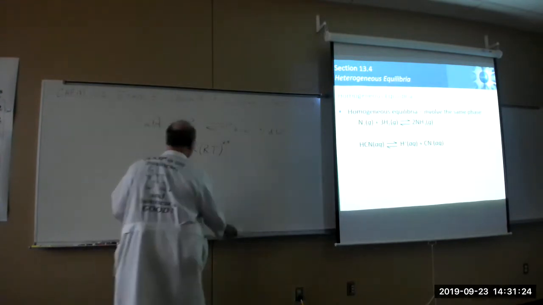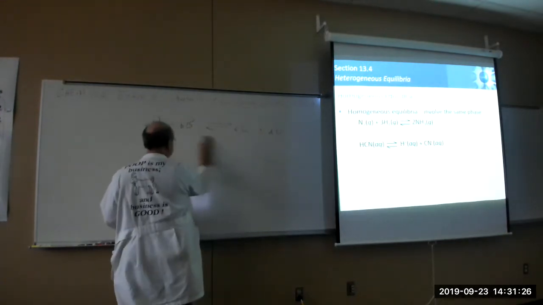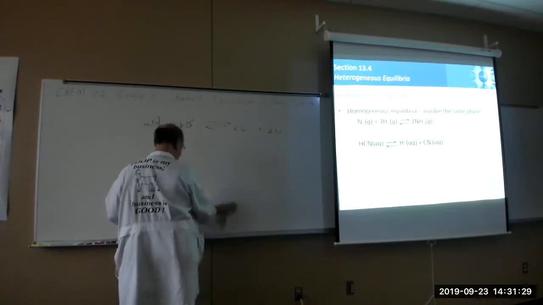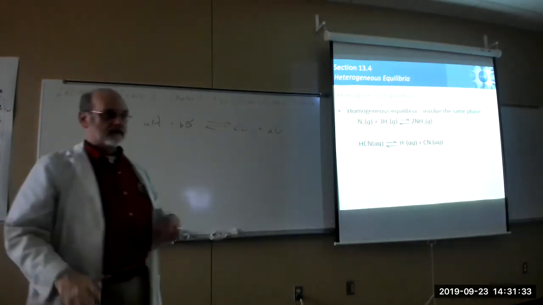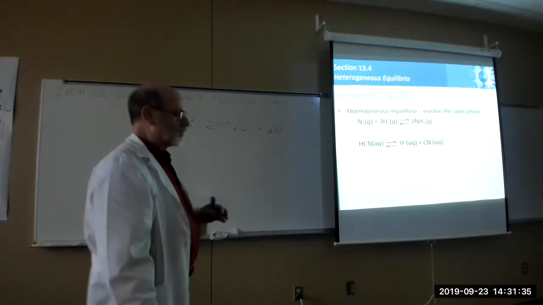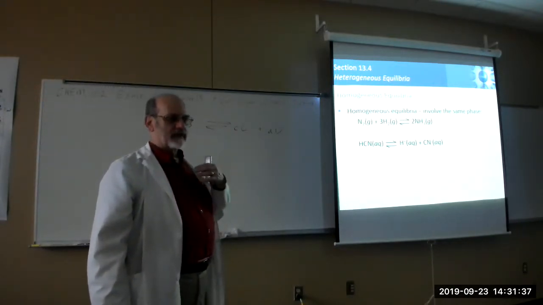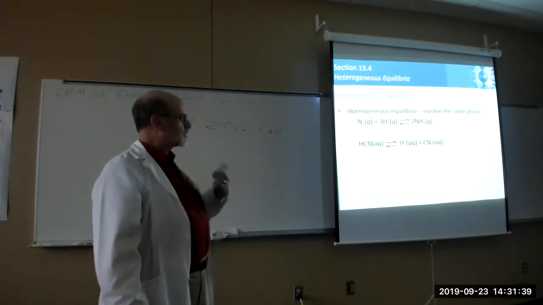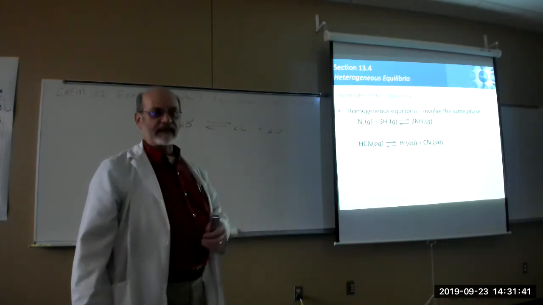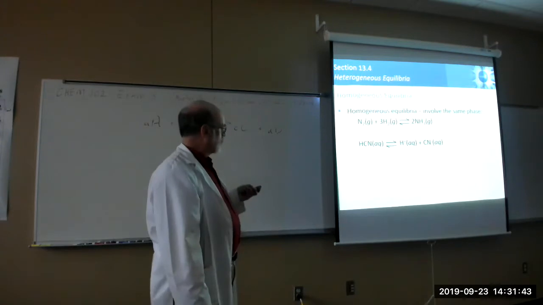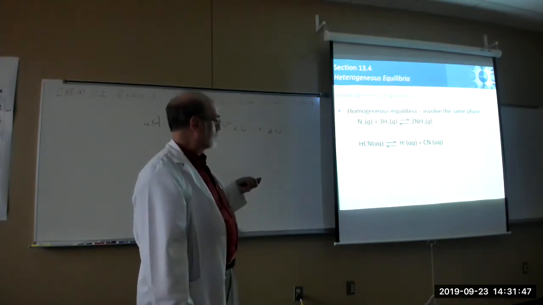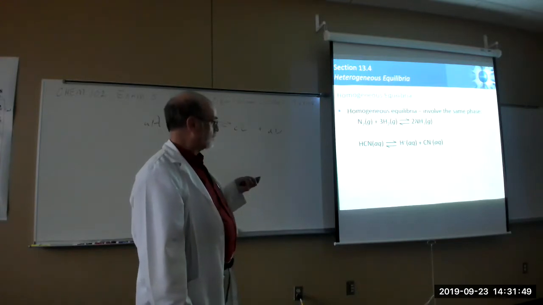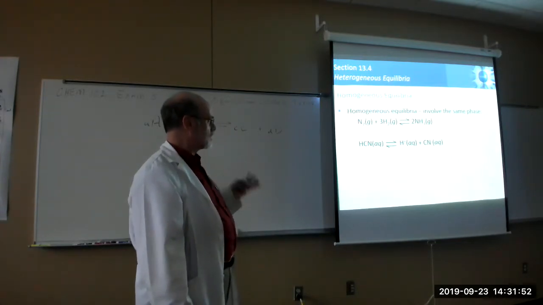So we've used these terms before, homogeneous versus heterogeneous. Homo means same. So a homogeneous equilibrium is one in which all of the reactants and products are in the same phase. An example would be nitrogen plus hydrogen yields ammonia. They're all in the same phase, so that's a homogeneous equilibrium.